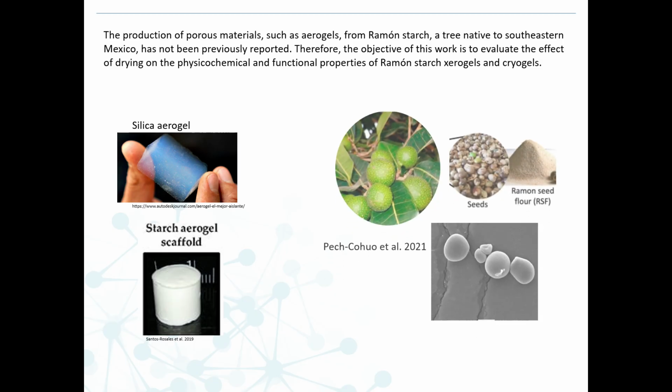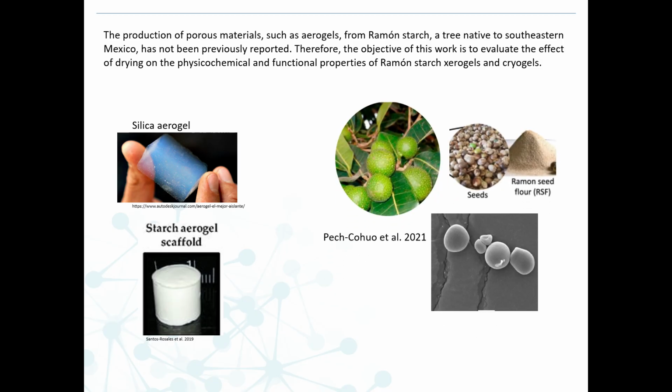The starch we use is isolated from the seed of a tree called ramon, an endemic tree in Mexico and very common in warm areas such as Quintana Roo and Yucatan. It is often consumed by some communities and is also marketed as flour. However, most of the seeds are discarded, so using the starch from this seed allows us to give it a functional value.